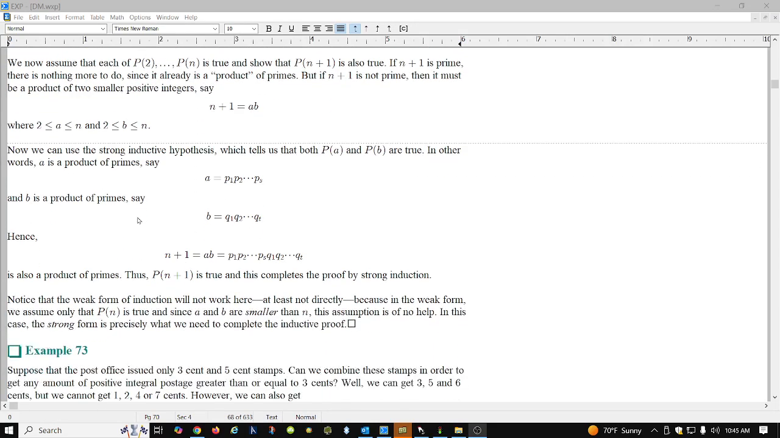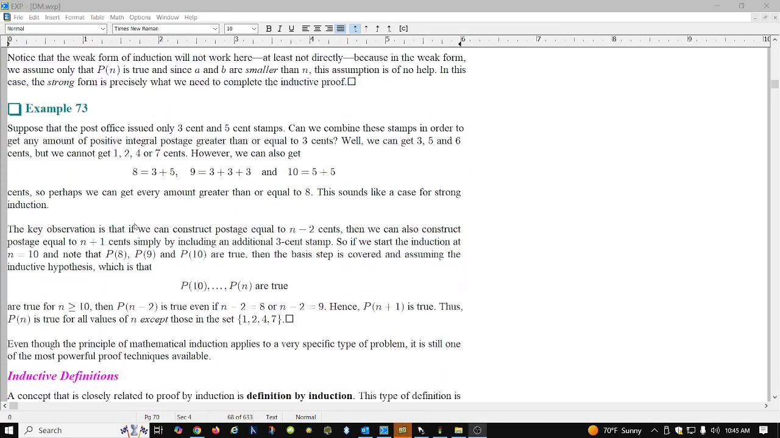Okay, let's look at another example. This is kind of a fun one. It's quite common, actually. Suppose that the post office issued only 3-cent and 5-cent stamps. Can we combine these stamps in order to get any amount of postage, positive integral postage, that we want? Well, we can't get 1 cent or 2 cents of postage, obviously. We can get 3 cents, 5 cents. We can't get 4 cents.